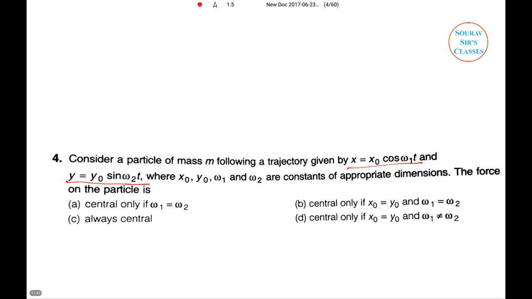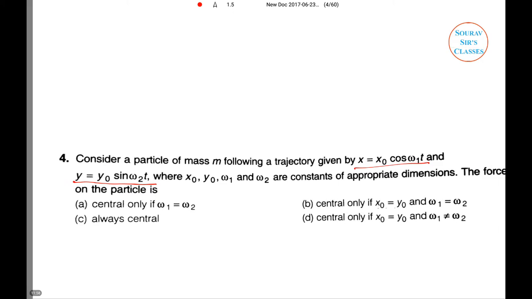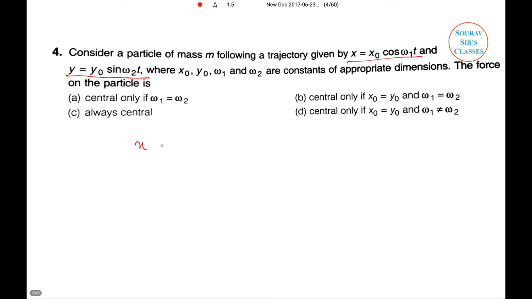So we can see that they are only concerned about the condition that will make the force central. What to do with this kind of problem is first write down the expressions given: x is equal to x naught cos omega 1 t, and y is equal to y naught sine omega 2 t. If the force is going to be central, the trajectory of the particle has to be circular or elliptical. That is a common thing. So how can we proceed in this sum? We take x and make a square of it, take y and make a square of it, and add both of them, that is x square plus y square.